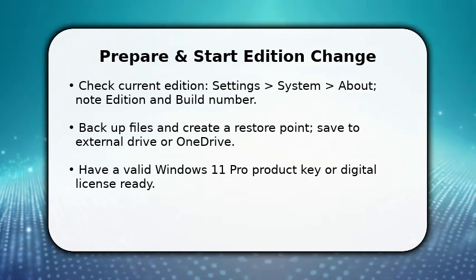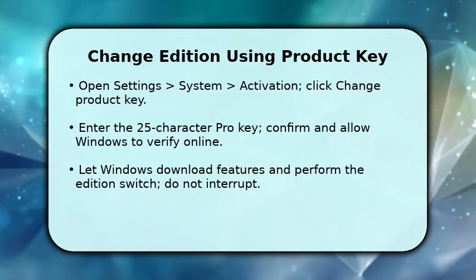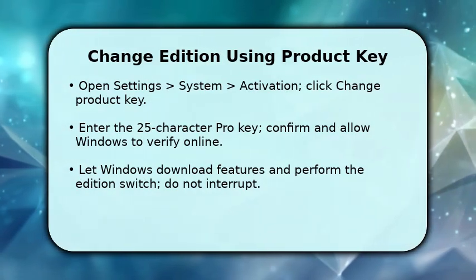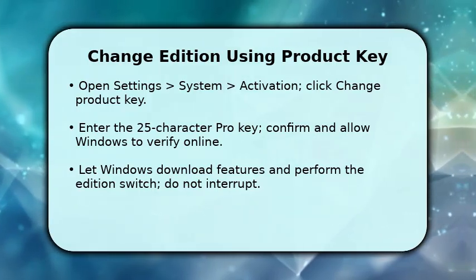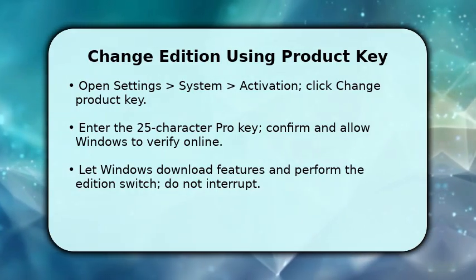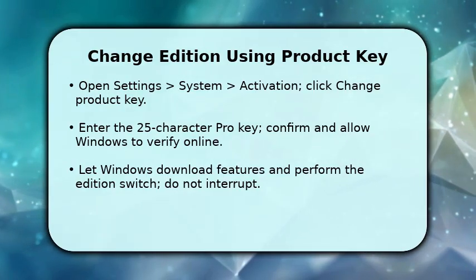You proceed to Settings, System, Activation and choose Change Product Key. Enter the 25-character Windows 11 Pro key and click Next so Windows can validate it online. This is how activation and edition reassignment happen. Make sure you stay connected to the internet and avoid restarting mid-process.